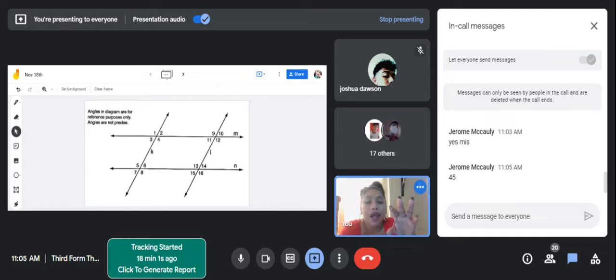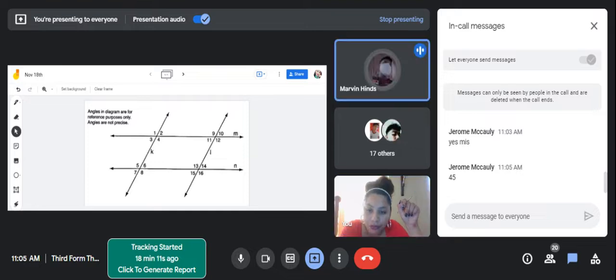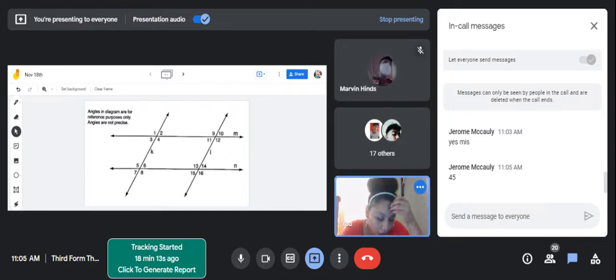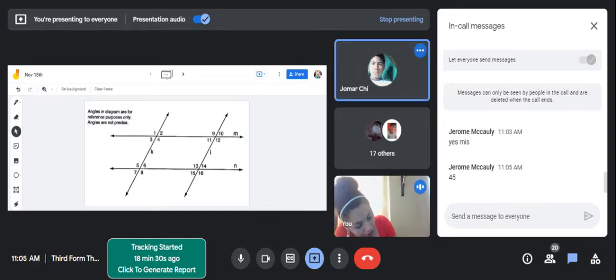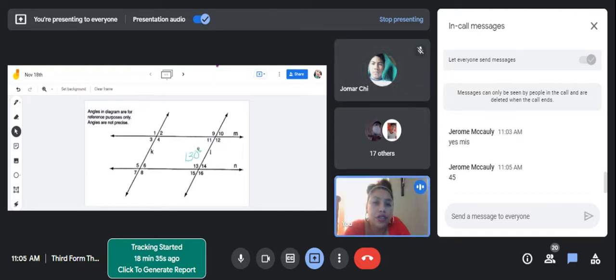Number 2 says if angle 3 is 62 degrees, what is angle 6? And what did we get for angle 6? 62. And what is the reason? Adjacent alternate angle. Very good. Now, number 3. Somebody read number 3. What does number 3 say? Angle 13 equals 130 degrees.